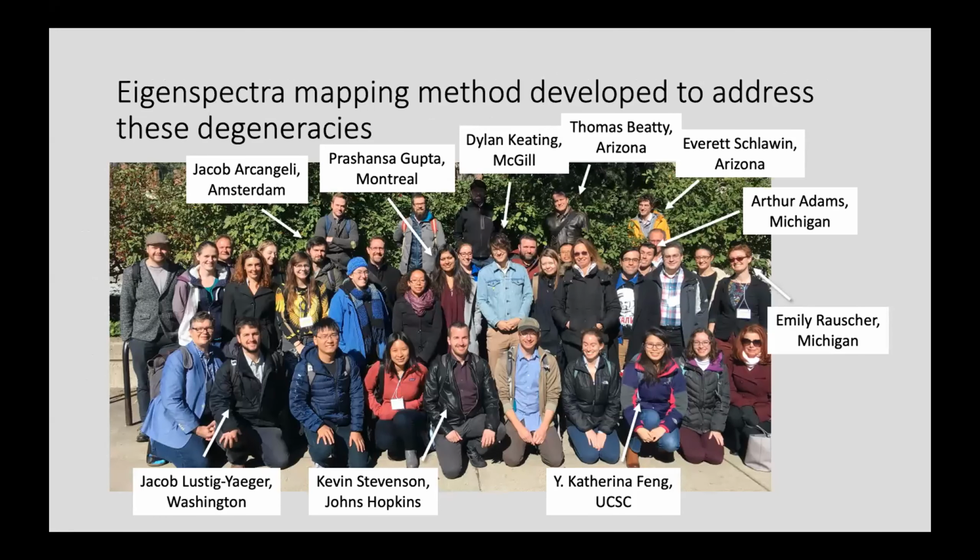So this idea of trying to figure out how to get this information from eclipse mapping observations came up, as I said, at this conference at University of Michigan a couple years ago. Here's a photo from that conference where I've pointed out all of the people who ended up being involved in this collaboration. And what we started discussing there led to the development of what I'm going to present to you today, which is this eigenspectra mapping method, which is a way to address some of these degeneracies in these observations.